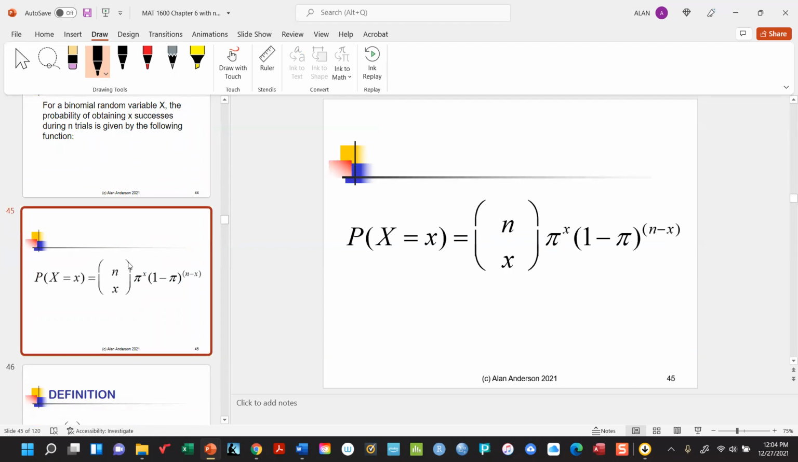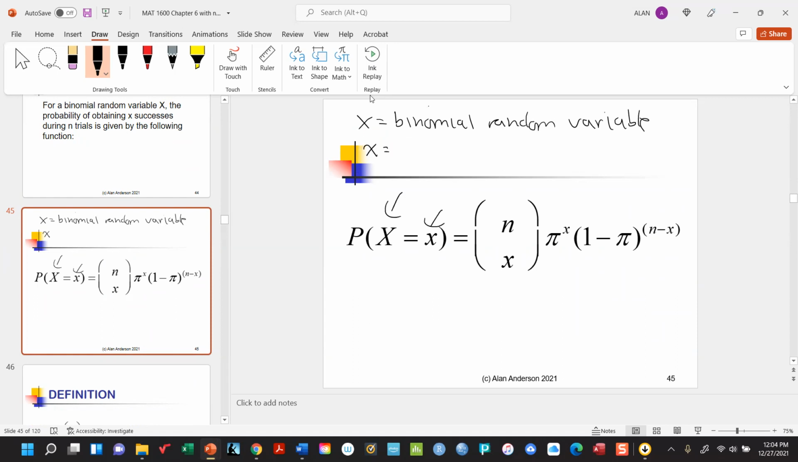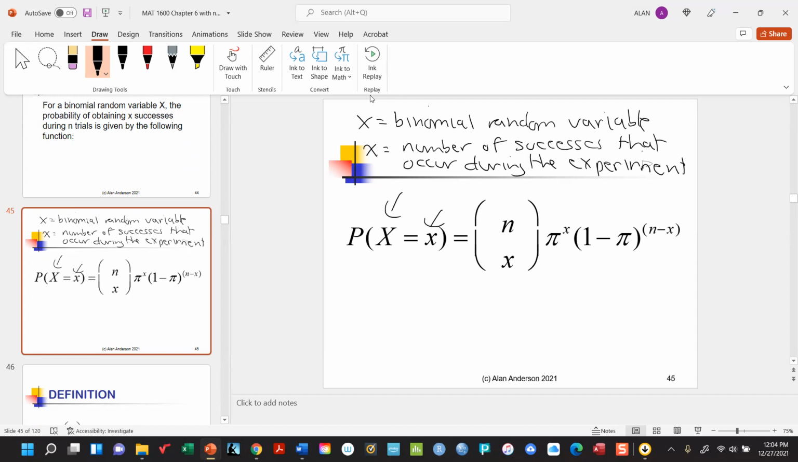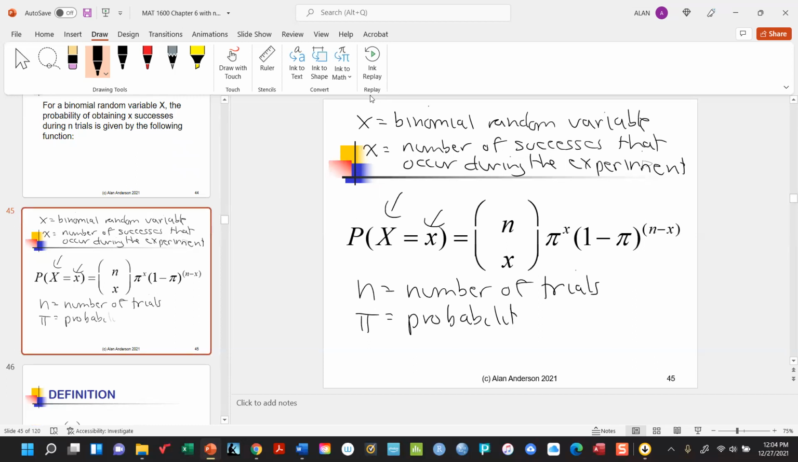All right, so here it is. X is a binomial random variable. Now here we have to be a little careful. There's a capital X and there's a lowercase x. The lowercase version is the number of successes that occur during the experiment. n is the number of trials. And of course, as we've already seen, pi is the probability of success. I didn't miss anything. No, that's right. That's everything. Now, here's the mystery element right here.